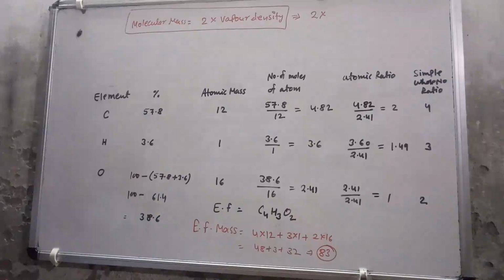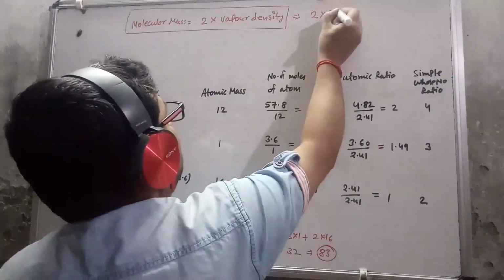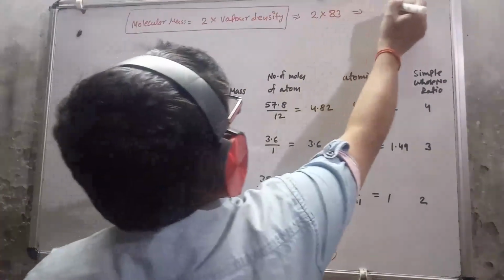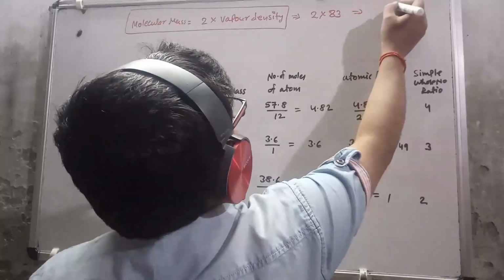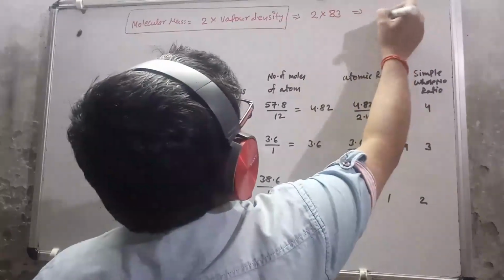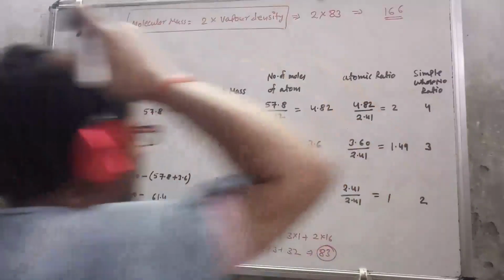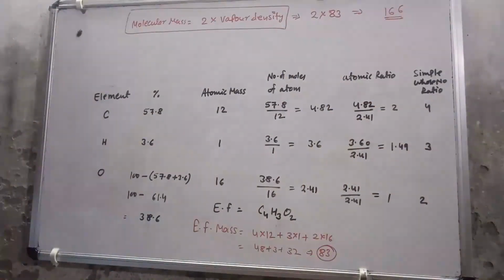In the question they are giving the vapor density, that is 83. 2 into 83: 2 3 is 6, 2 8 is 16, so 166. Now I want to find out the molecular formula. So molecular formula is equal to n multiply empirical formula, and I want to find the number of moles n.